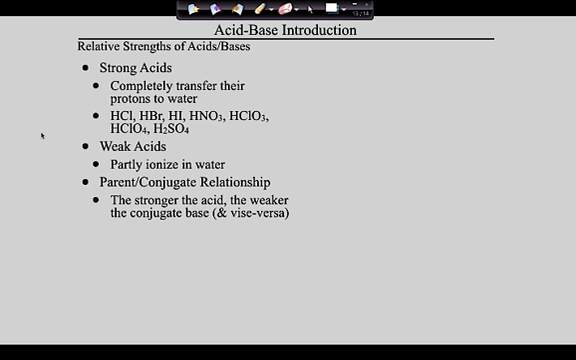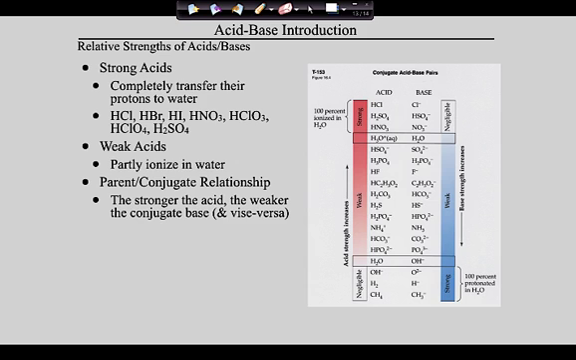Remember, the idea is this. The stronger the acid, the weaker the conjugate base. And that works in all different directions. The weaker the acid, the stronger the conjugate base, and it works for bases. The stronger the base, the weaker the conjugate acid. They all fit together inversely. And I'm going to show you a picture of it in just a second.